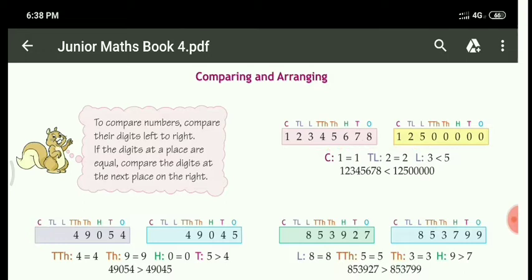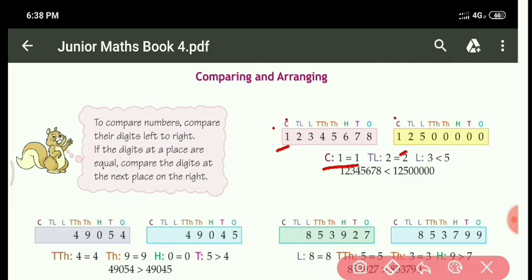So look at the place from which side? Only the left side, when we are comparing any number. So your left side, and here also, at the crore place, what is given? 1, and here also 1. So both are coming equal.